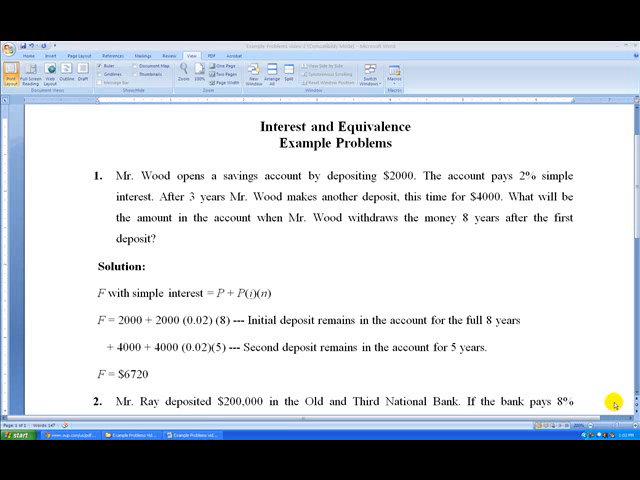Chapter 3 basically discusses interest and equivalence, right? Most of us are familiar with interest. When we put money in the bank, in a savings account, or make a fixed deposit, we get interest on that deposit, right? So chapter 3 goes over the different types of interest, equivalence, and the related calculations.